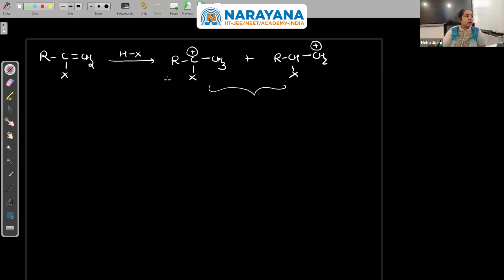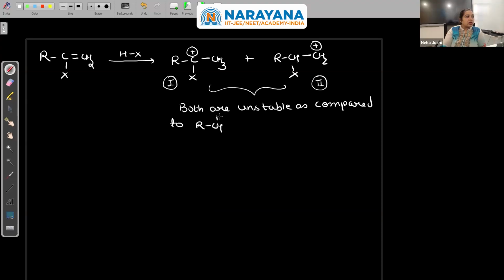Let me write it as 1 and 2. Both are unstable as compared to RCH+CH3, which is what we would get if X were H, because of the electron withdrawing nature of X. So they are both unstable as compared to this alkyl carbocation.